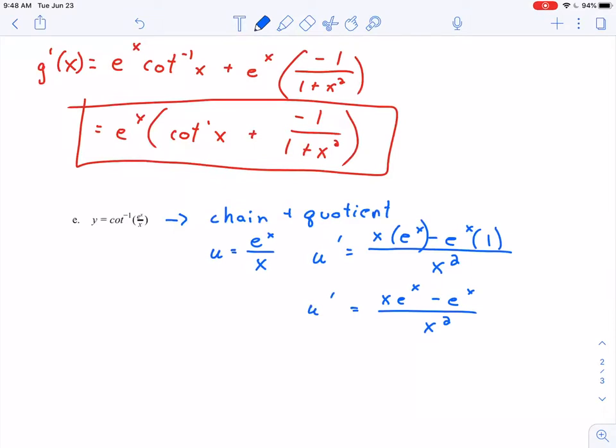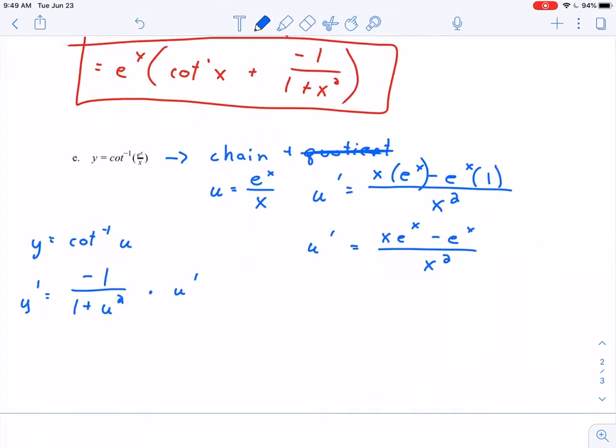So, okay, we've done our quotient rule at this point. Now that part's done. I have to get back and finish my chain rule now. My chain rule says, okay, let's rewrite this as a function of u. So y equals cotangent inverse of u. So the derivative of that, y prime, we just said derivative of cotangent inverse was -1 over 1 plus u squared. But again, we're using the chain rule here, so we need to remember that we have to multiply by u prime.